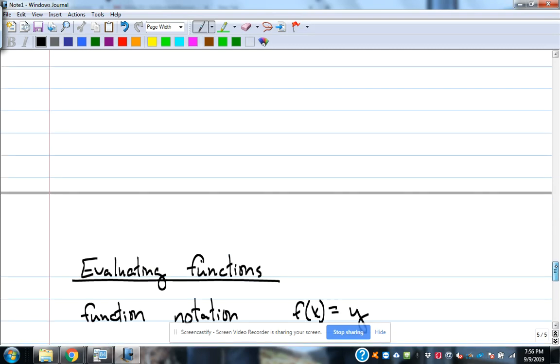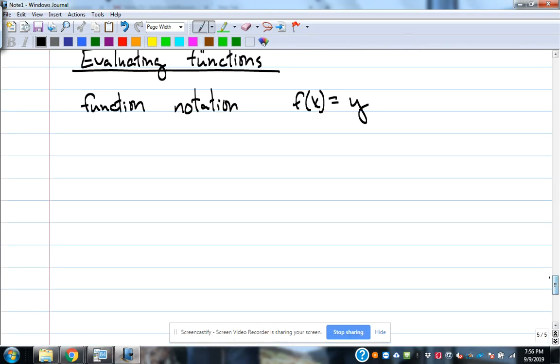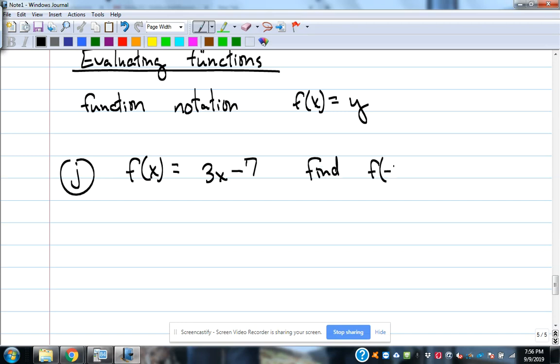When we've got an example, let's say, what letter are we on? J. f of x is equal to 3x minus 7, something pretty easy. And they want us to find f of -2. What that means is find the y value when x is -2. That's what they mean. So it's another way of writing an ordered pair. Function notation gives you the x value in the parentheses, and you find the y value that goes with it.